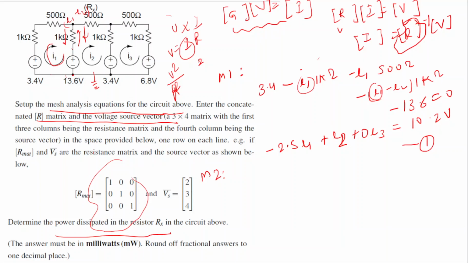Okay, so in this case, we need to find the power dissipated. First, we need to find the resistance matrix, the R matrix, and then we need to find the power dissipated in the resistor Rx. So this is the Rx resistor. We need to find the power dissipated in this resistor. Okay, is that clear?